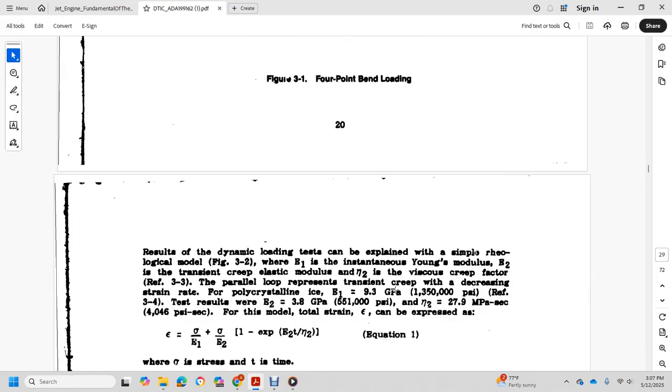The result of the dynamic loading test is explained with a simple rheological model, where E1 is the instantaneous Young's modulus, E2 is the elastic modulus of the creep, and N2 is the viscosity creep factor, with the parallel loop representing the transient creep and the decrease of the strain rate, with polycrystalline ice at 1,350,000 psi. The test result was 551,000 psi and 400,046 psi per second. For this model, total strain can be expressed.